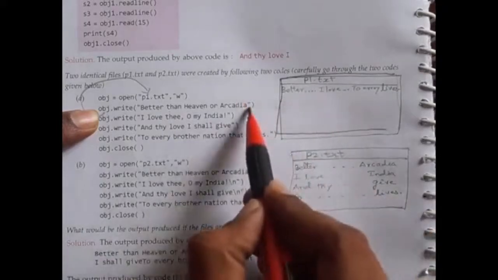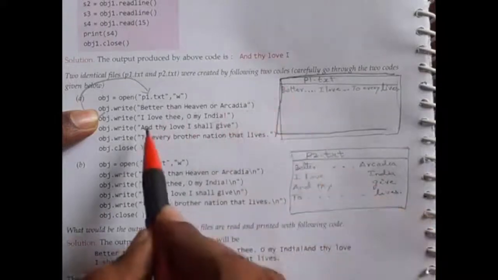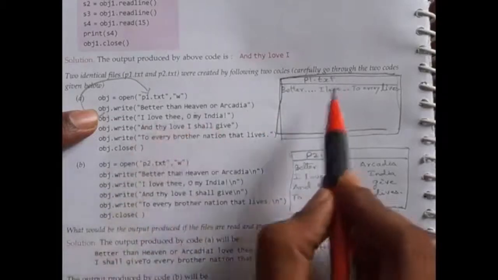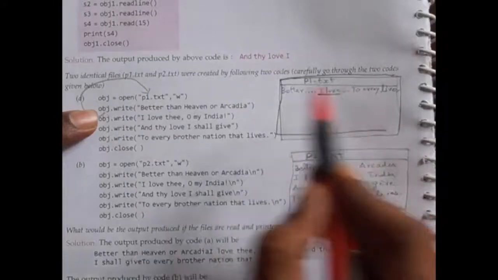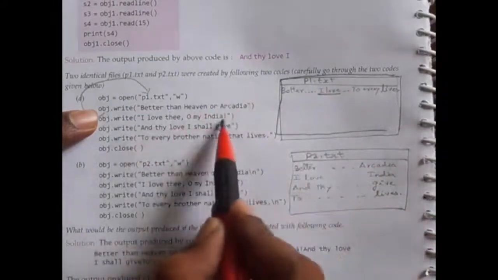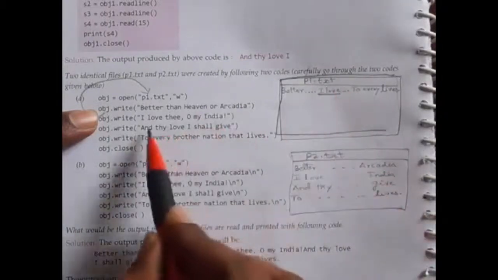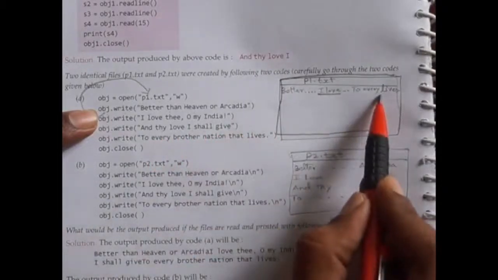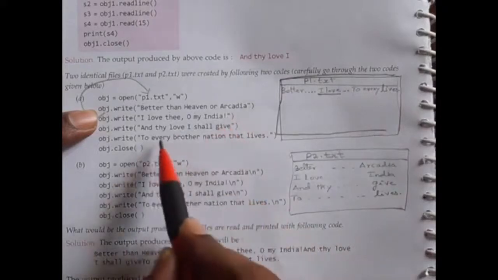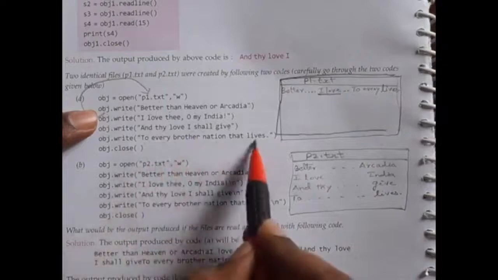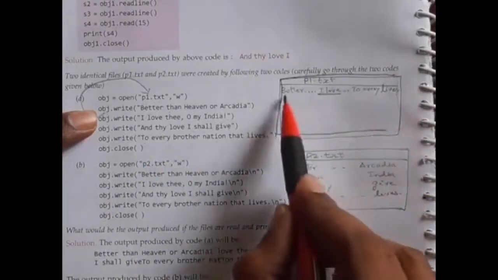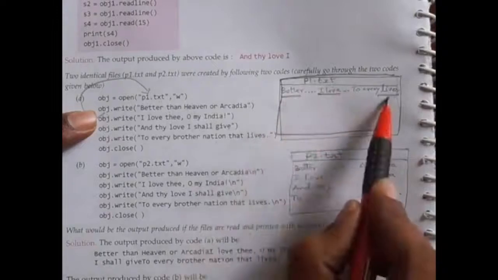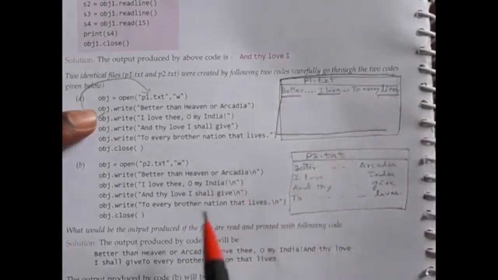Then here there is no \n. So the next line, I love thee, will be written in the same line. Okay. Since here \n was not given, this line will be written in the same line. Then, and thy love I shall give. So this line also will be written in the same line. Why? Because here also there is no \n. So to every brother nation that lives, that also will be written in the same line up to lives. So from better to lives, everything was written in p1.txt in the same line. Clear? Okay.